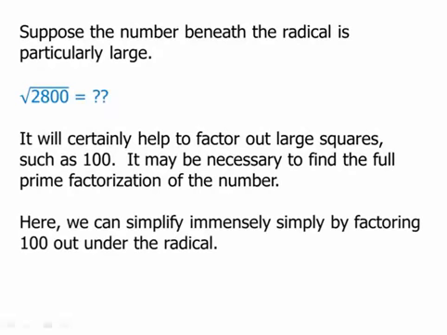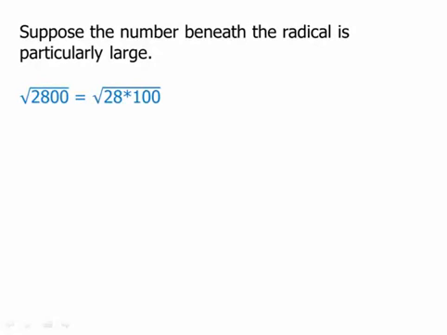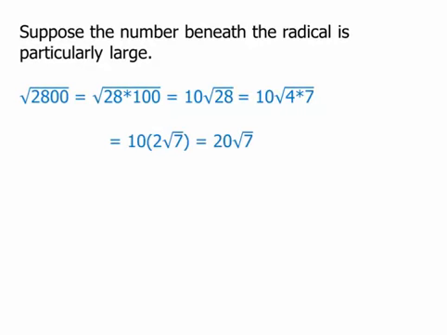We'll express that 2800 as 28 times 100. The square root of 100 is very easy. That just becomes 10, so we have 10 times the square root of 28. This is not fully simplified because 28 itself is divisible by 4. So we'll write that as 4 times 7. Square root of the 4 is 2, so that part under the radical becomes 2 root 7, multiplied by 10, and I get 20 root 7. That is the simplified form of radical 2,800.